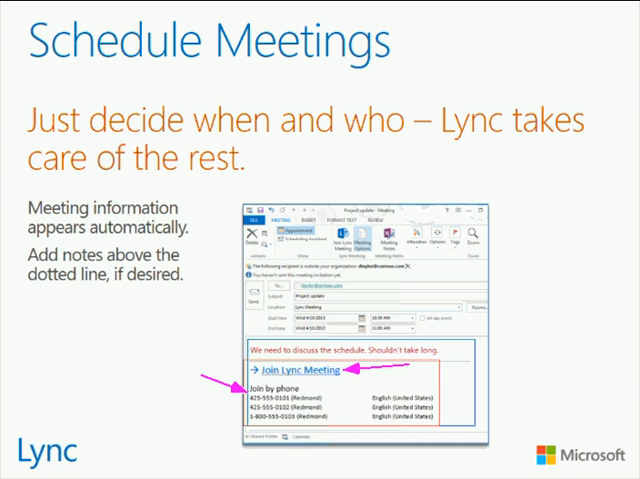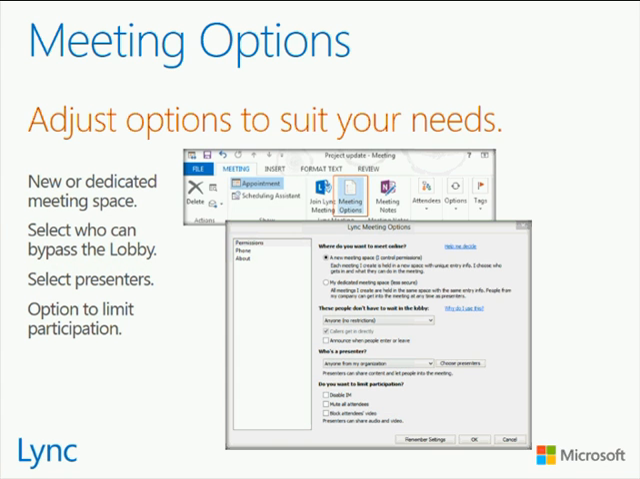So, you're getting ready to set up this meeting. Before you send it off, go check out the meeting options and make sure they're set as you would like. Meeting options are found at the top of the meeting request. If you click there, you'll see there are a couple of different pages. The first one is permissions.